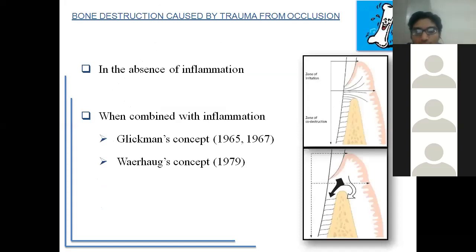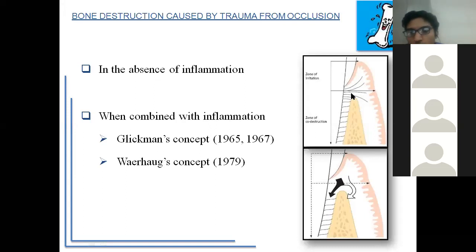Like in TFO, in the absence of inflammation, there is no bone loss, while in the presence of inflammation, two concepts are there, Glickman's concept and Waerhaug's concept. This is Glickman's concept. Altered pathway of inflammation and normal pathway of inflammation come under Glickman's concept.